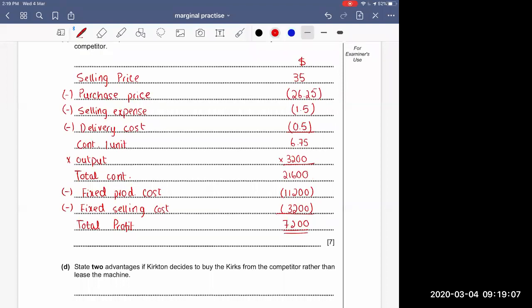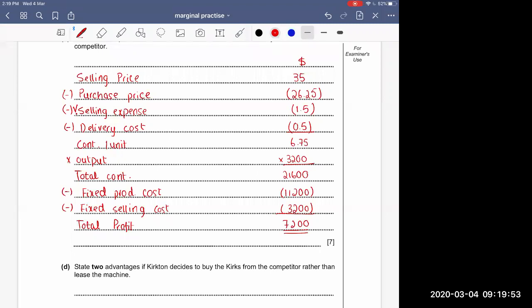All right, kids, so selling price per unit is now going to be 35. Since we are not producing the units ourselves, we are not required to pay variable production costs, but we have to pay the purchase price. It's going to be our variable cost, 26.25. Variable selling overheads, which are $1.5 per unit, are going to stay the same. Delivery cost is $50 for every 100 units. That makes 0.5 per unit. So after deducting everything from our selling price, the contribution is 6.75.